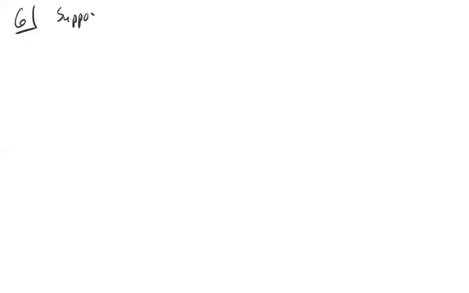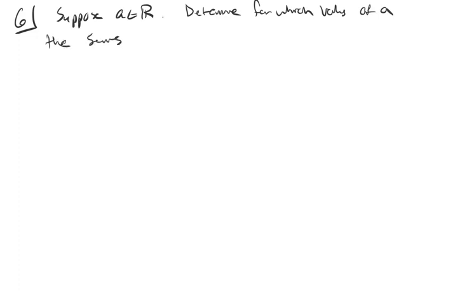Suppose a is a real number, and we want to determine for which values of a the series, k equals 1 to infinity, of (4 minus 2a over 1 plus a squared) to the k, converges.